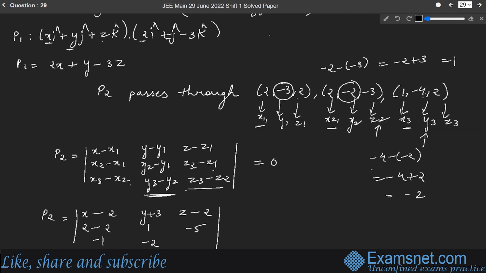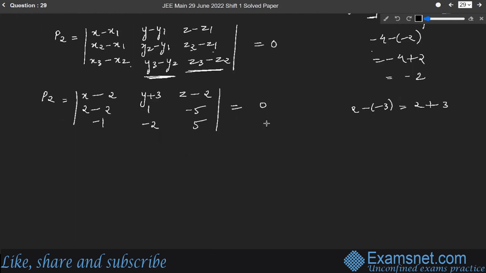Then z3 minus z2. What is the value of z3? z3 is 2 and z2 is minus 3. So 2 minus minus 3. It will be 2 plus 3, so it will be equal to 5. Right? Now this is equal to 0. We have to calculate the value of the given determinant here.